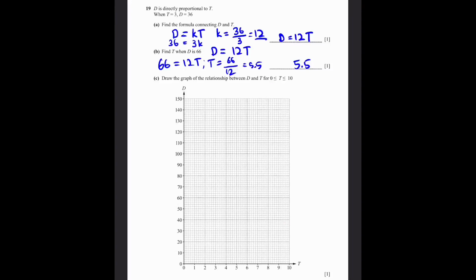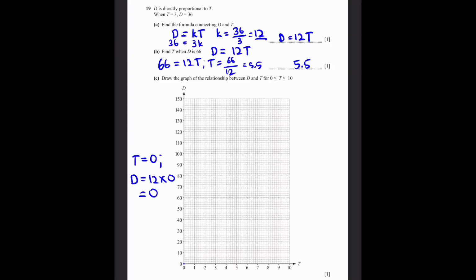One of them will be when T equals 0. So when T equals 0, then D equals 12 multiplied by 0, which is equal to 0. Therefore, we can plot a point for D equals 0 and T equals 0. Did I forget to mention something? Yes. All the time, a direct proportion graph starts at 0, 0. Why? It's because when T equals 0, D is always equal to 0, no matter what other things are there with D. Therefore, we can write the point as 0, 0.